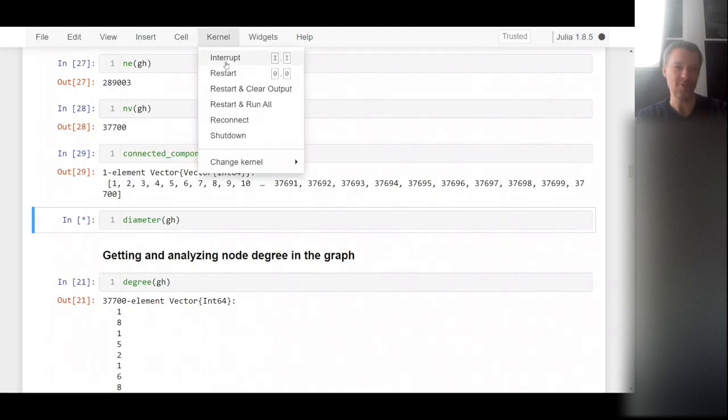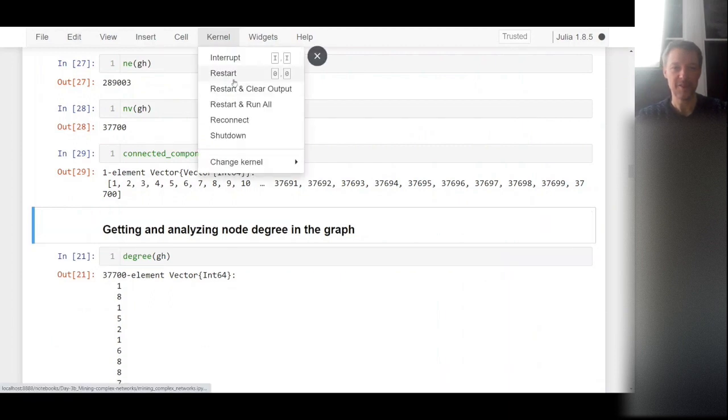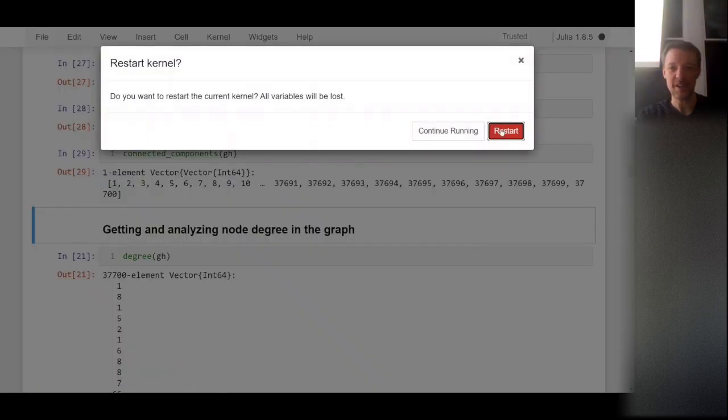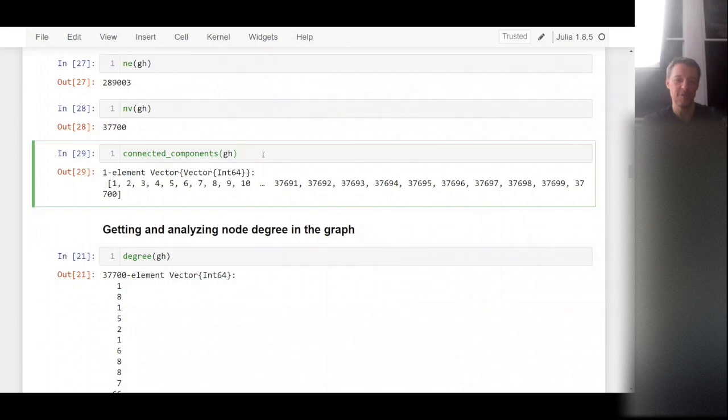You always need to learn something. So what do you do if you're stuck with a long operation? First of all, I restart. I'm now restarting the kernel, which means that I am starting all my computations anew. It's always important to know how to recover from a problem.